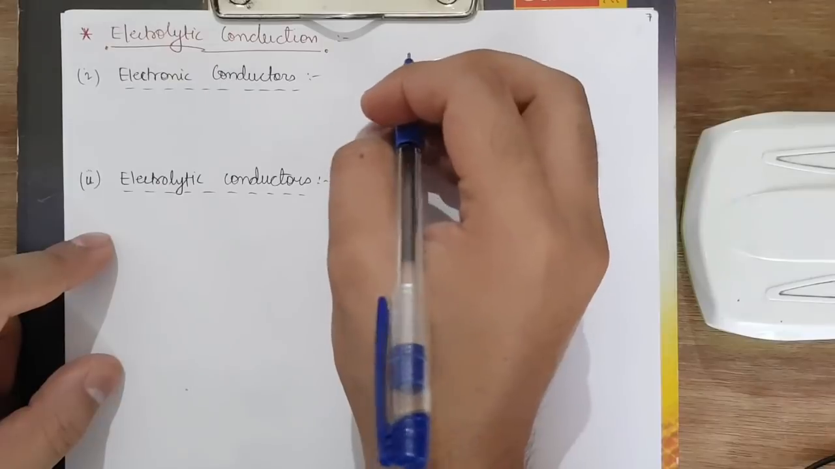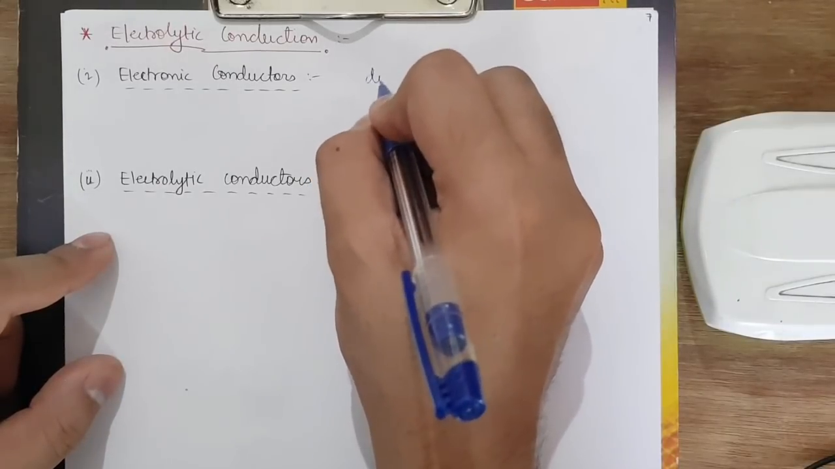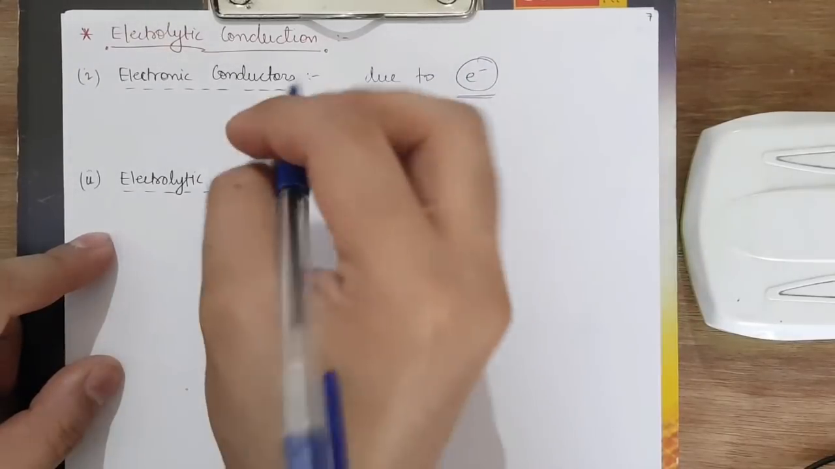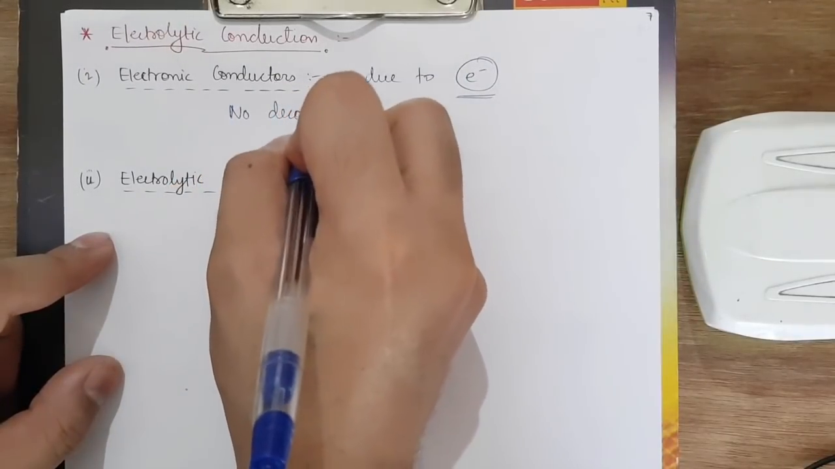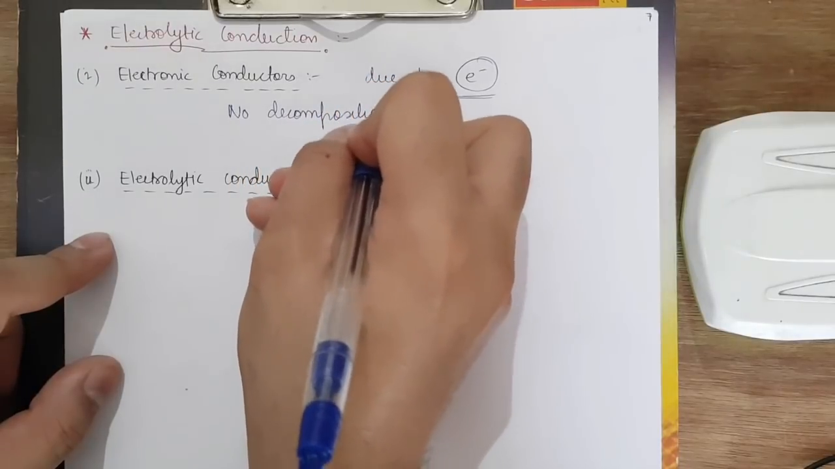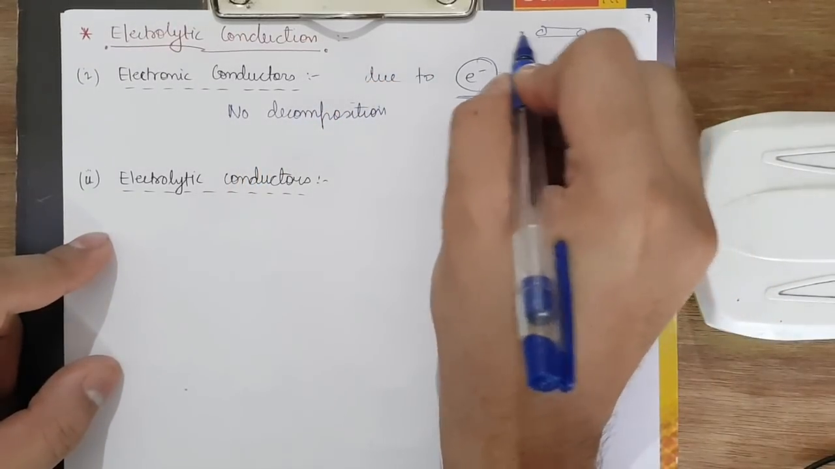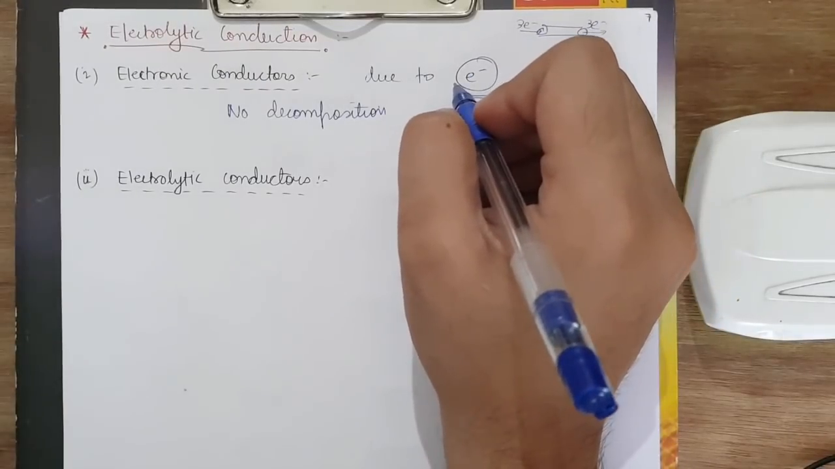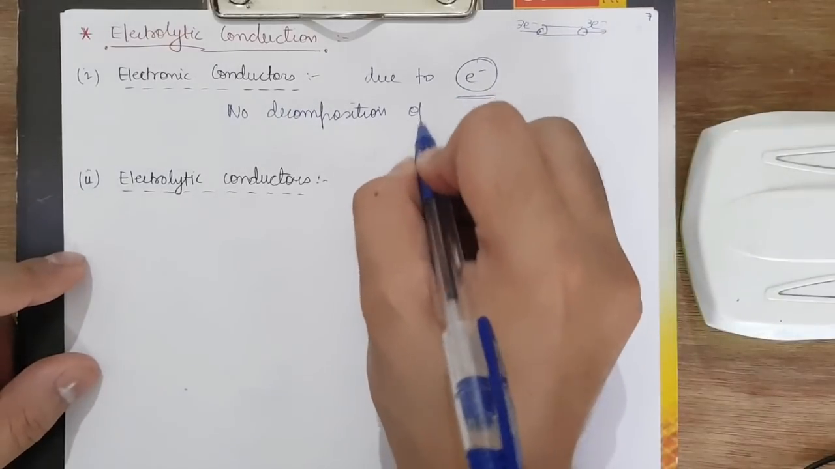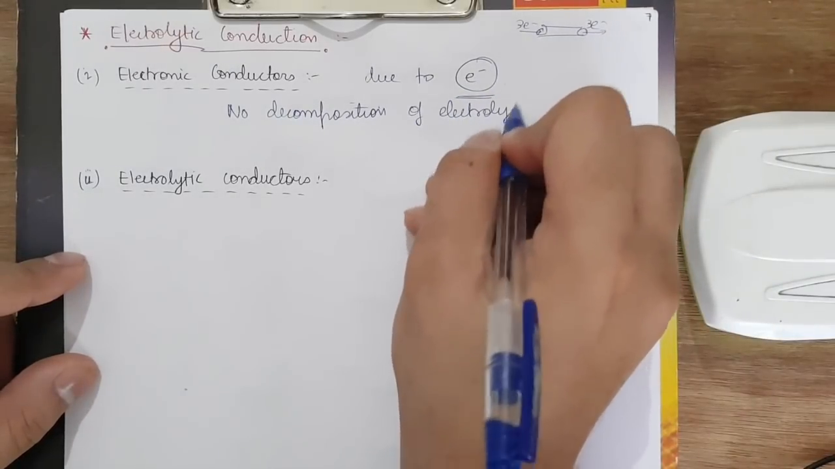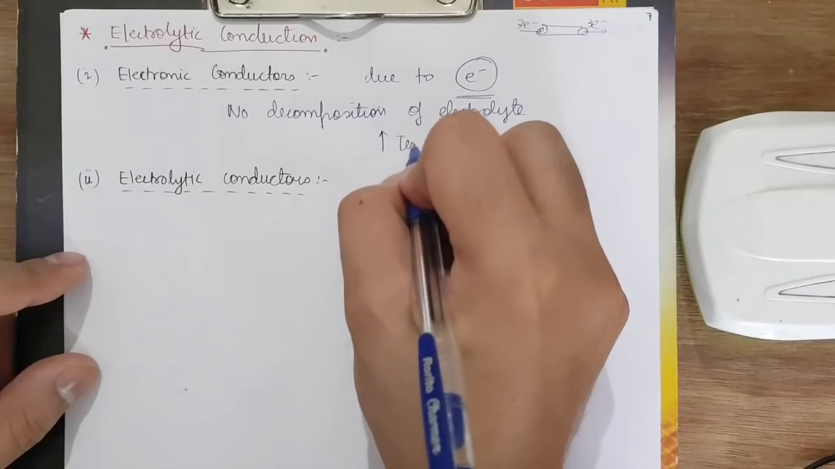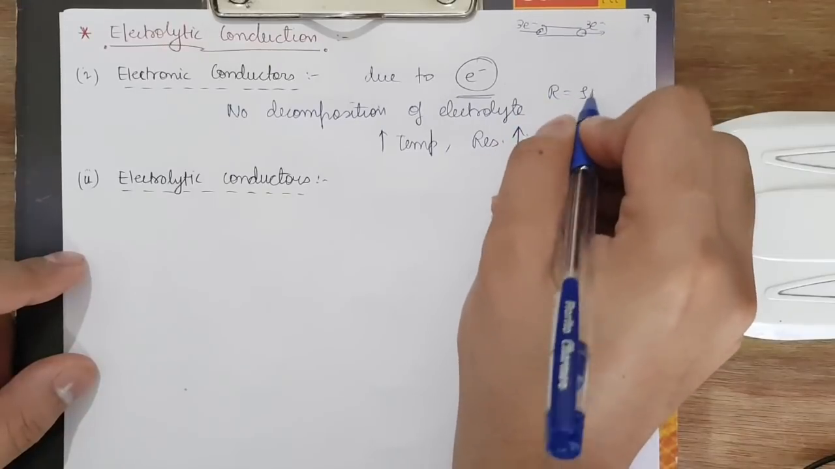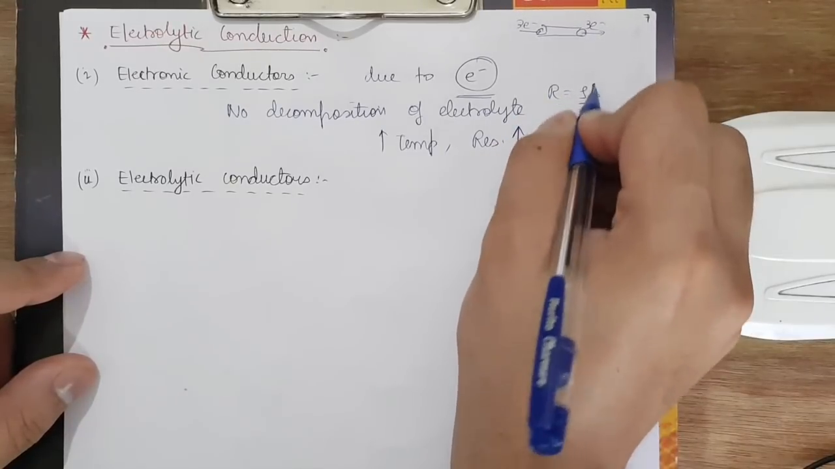In electronic conductors, the flow is due to electrons. There will be no decomposition of any electrolyte. That is, if you take a pipe and flow 3 electrons from here, then 3 electrons would come back, like the normal conductors we have. So there will be no decomposition of the electrolyte. On increasing the temperature, the resistance would increase, that is R is equal to rho L upon A.